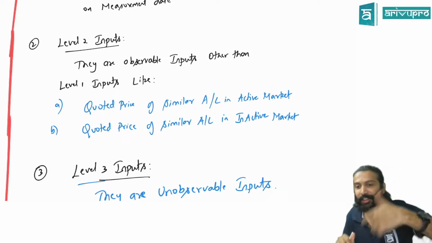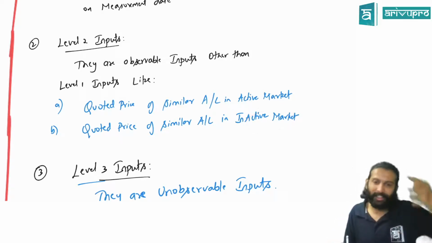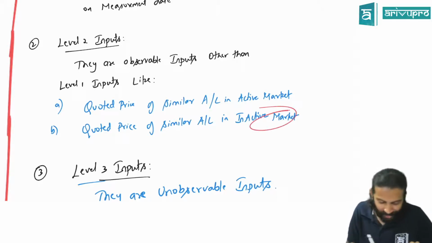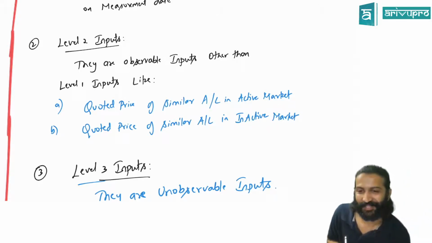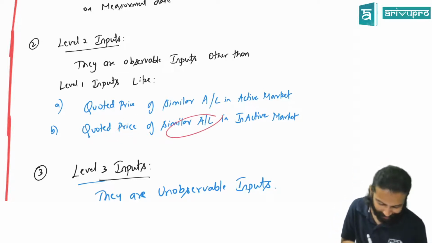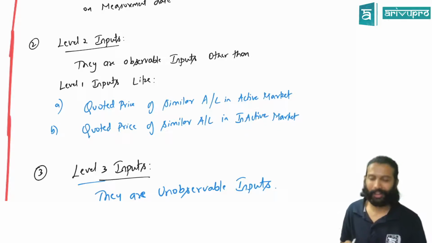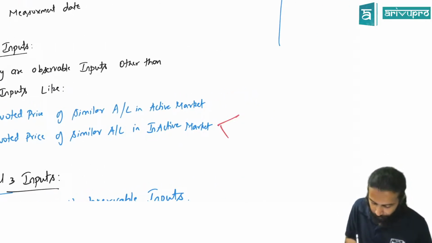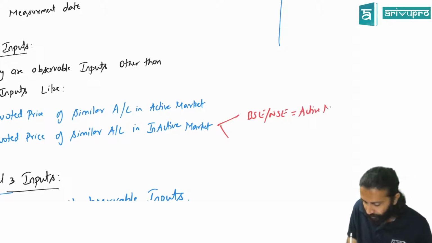So let's say a share is not listed in Bombay, but it is listed on the Bangalore Stock Exchange. If you are using that, it is also a quoted price for similar assets, but listed in an inactive market. You can write an example here. BSE or NSE is an active market. But if you are using the Bangalore, Hyderabad, Chennai markets, then that is an inactive market.